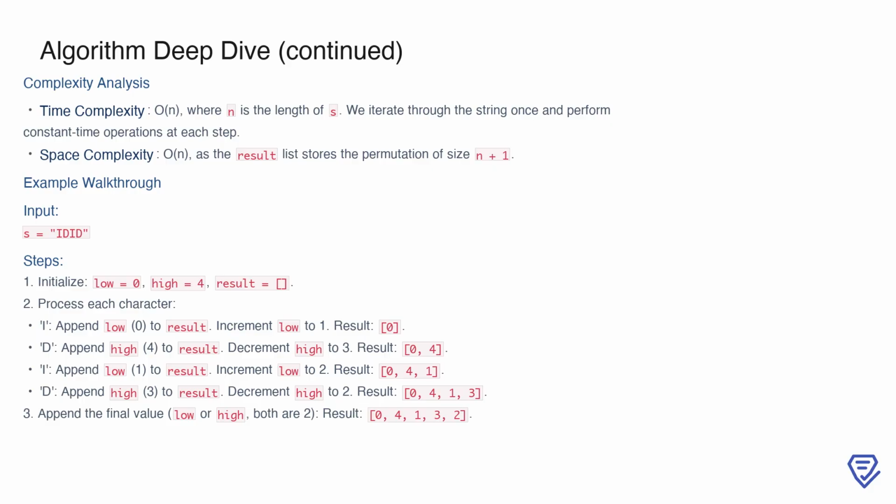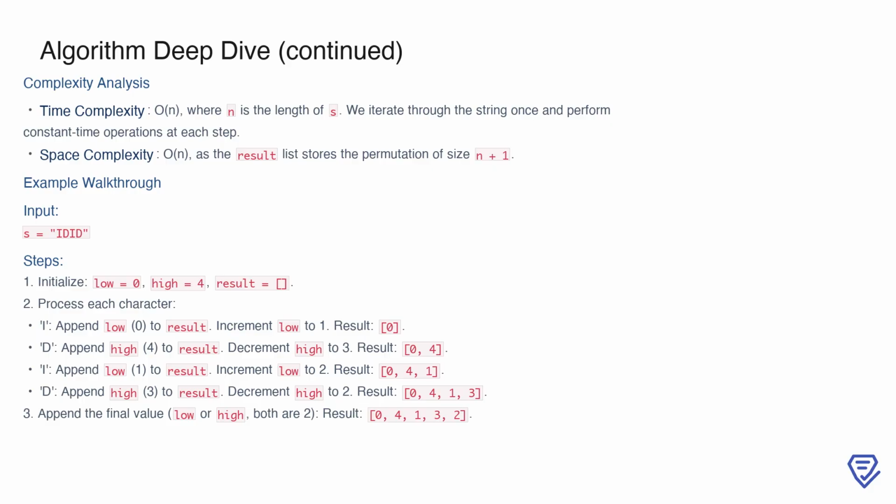Now, let's walk through an example. Suppose the input string is s equals ID. Initially, we set low equals 0, high equals 4, and result equals an empty list. For the first character, I, we append low, 0, to result, then increment low to 1. Next, for D, we append high, 4, then decrement high to 3. For the following I, we append low, 1, and increment it to 2. For the final D, we append high, 3, and decrement it to 2.